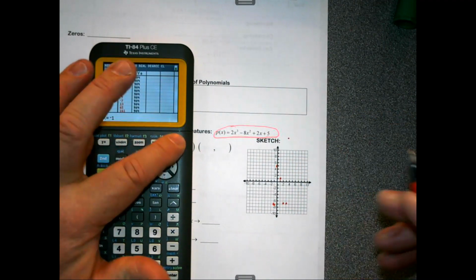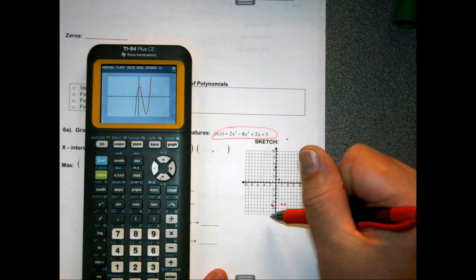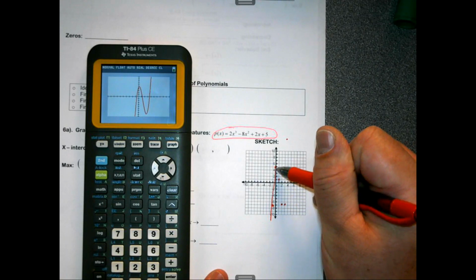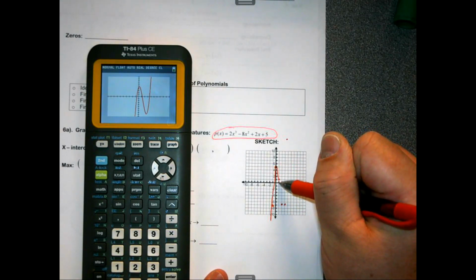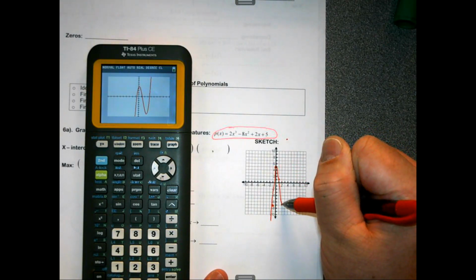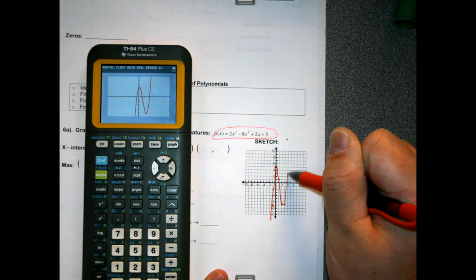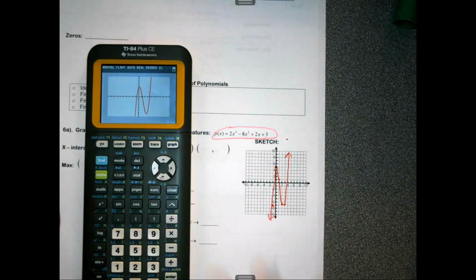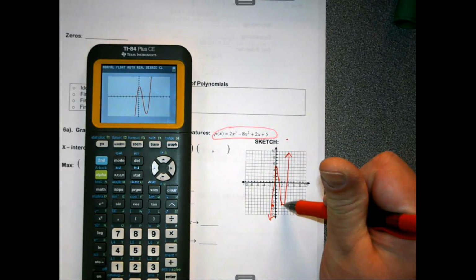All right, let's see if I can draw this. It's coming up, increasing, right? Hits the turning point, down, like this. Look good? Not too bad. This minimum here, our calculator has to be rounding this off. This should be a turning point.